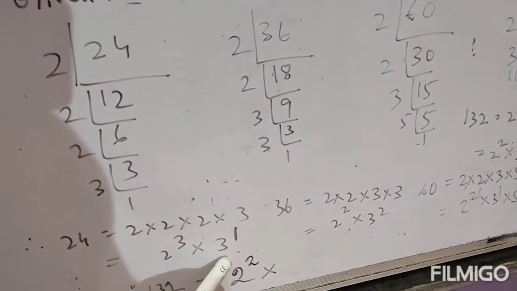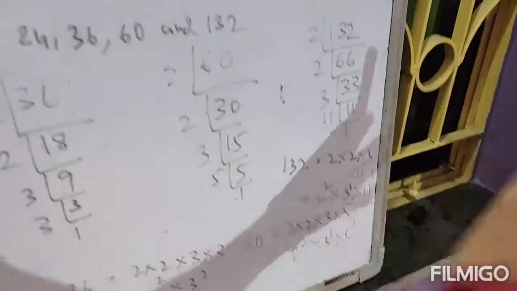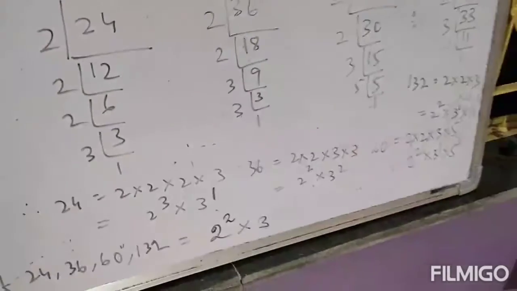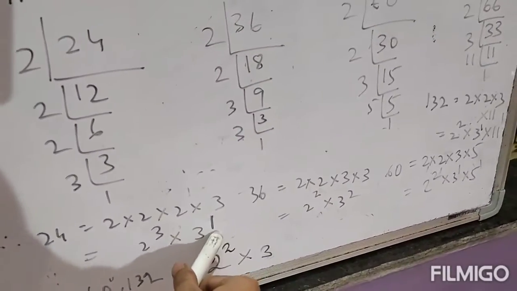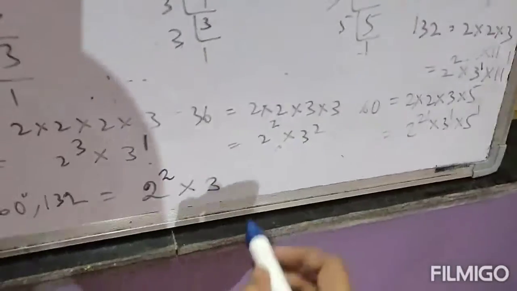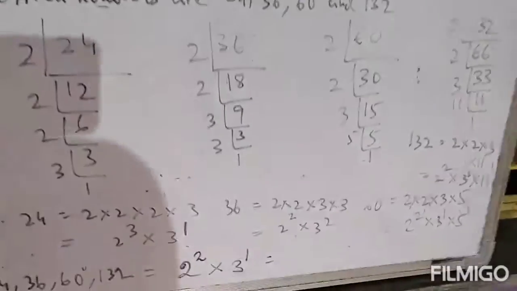Here in 24 this is 3, here also 3 is present, here also 3 is present, here also 3 is present. So 3 is common. Now choose the smallest power. So the smallest power is 1: here the power is 1, power is 2, power is 1, and power is 1. So the smallest power is 1. So therefore this will be your HCF.